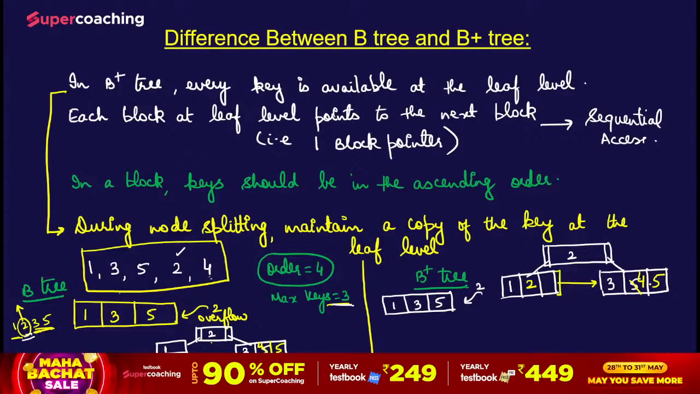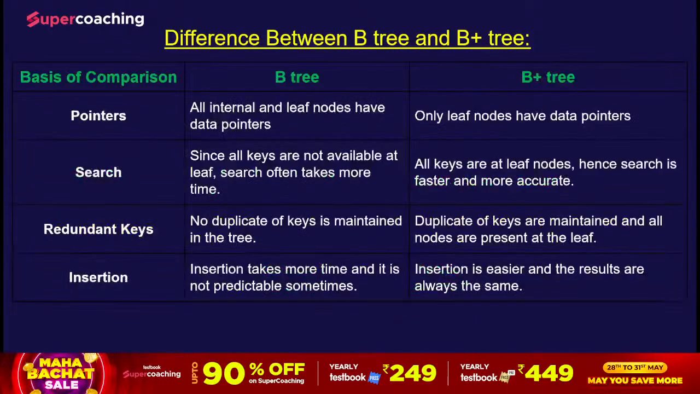So you can see here it is providing the sequential access. 1, 2 access hoga first block se, then 3, 4, 5. So sequential access is possible, whereas in this case it's not possible. Common point is all the leaf nodes are at the same level. So this is about the major differences between the B tree and the B plus tree.